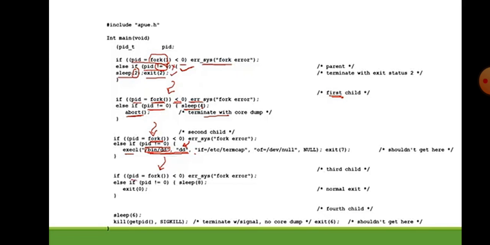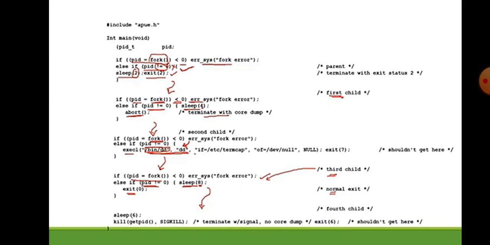Yes. So this is for the third child. Again, it will call a fork system call, and this condition is for the parent, which is nothing but the third child now. So this is the parent, and we will call the sleep system call for 8 units of time, and then it will exit with the exit status 0, which is nothing but the normal exit, right?